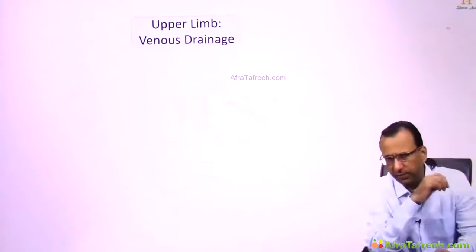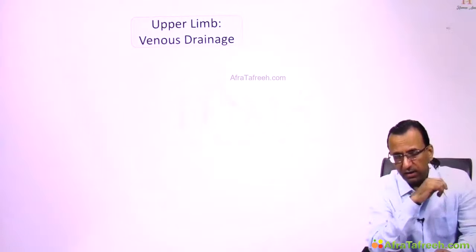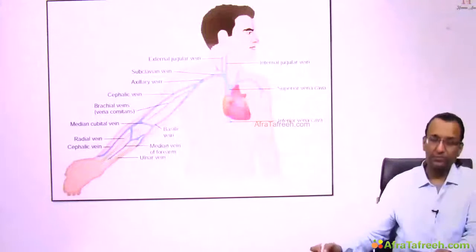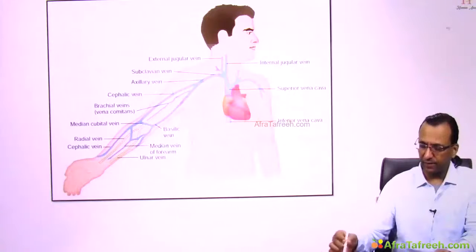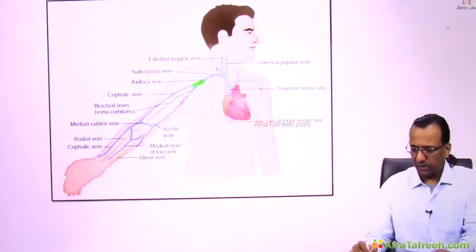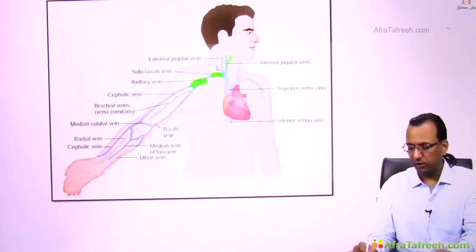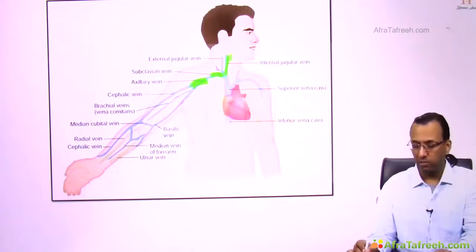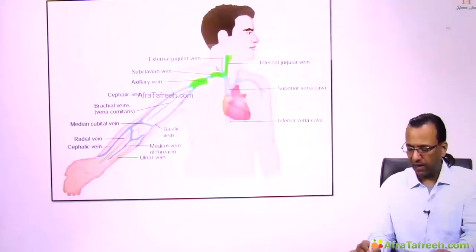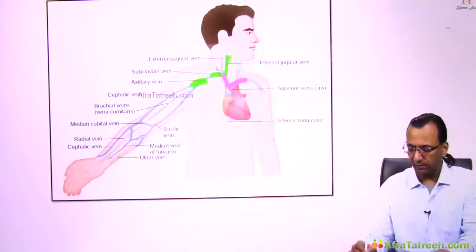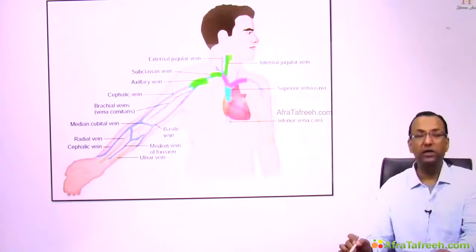What about the venous drainage of the upper limb? If you talk about the venous drainage of the upper limb, let us use this diagram. The venous drainage of the upper limb will be going into the axillary vein, into the subclavian vein, and the subclavian vein will join the internal jugular vein, so that together they can form the brachiocephalic vein. The brachiocephalic veins of the right and left side will join, so that together they can form the superior vena cava. This we have discussed earlier as well.